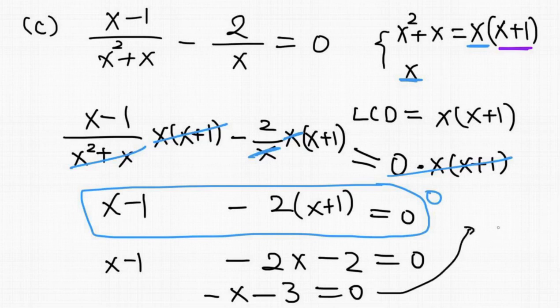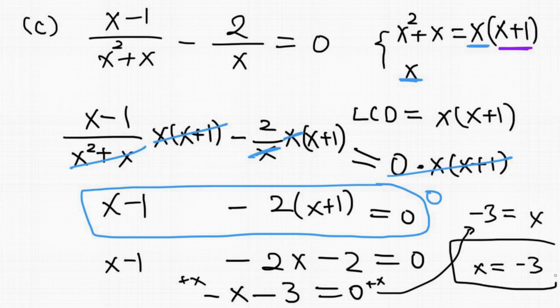Now if you add x to both sides, plus x here and plus x here, we get negative x plus x equals 0, so we are left with negative 3 on the left, and 0 plus x equals x. So x equals negative 3. So this is the answer.